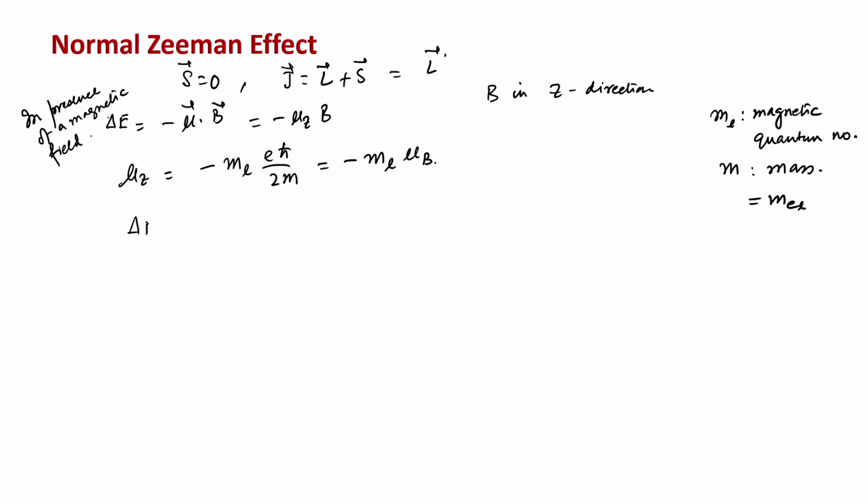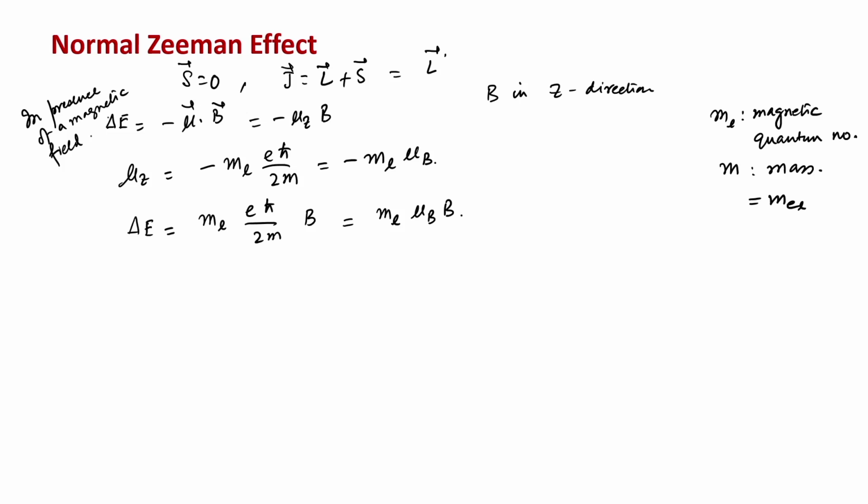So, your delta E in terms of these quantities is ml e h cross by 2m into B, and this is nothing but ml into mu B B.